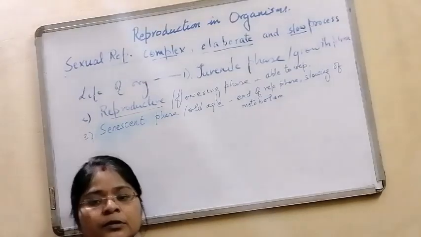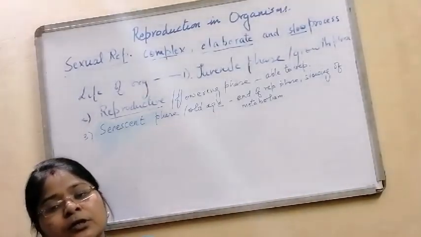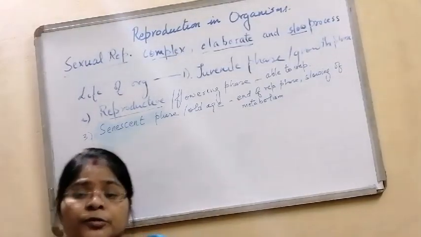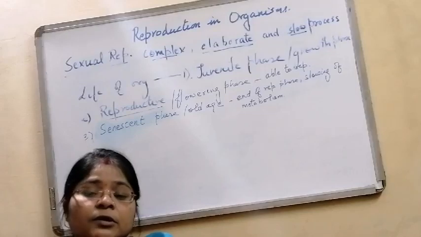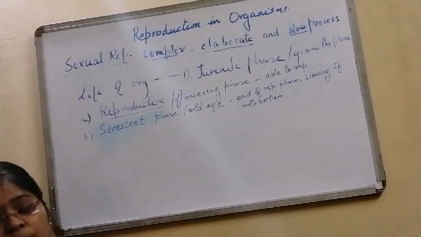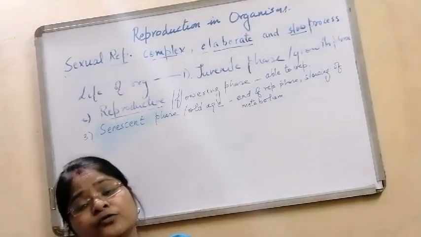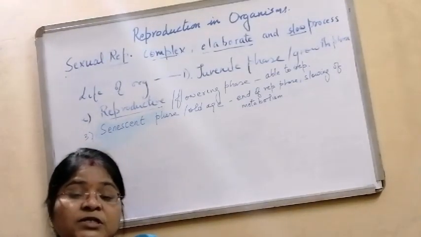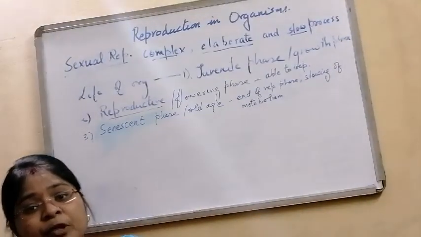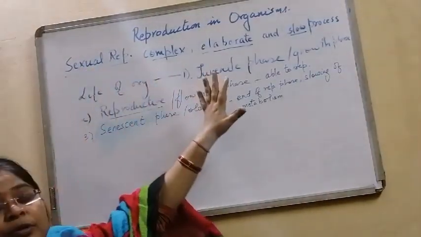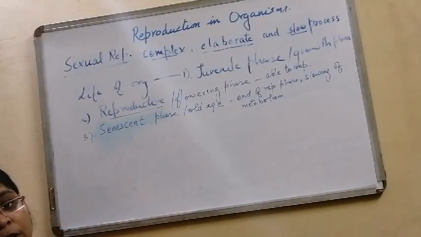Already we have seen asexual reproduction, where identical organisms are produced. In sexual reproduction, there is involvement of gametes, and it leads to a lot of variation in a population. Like if you see yourself, you are different from your parents; you are not exactly like them. So sexual reproduction is also a complex, elaborate, and slow process. So today we will talk about sexual reproduction.